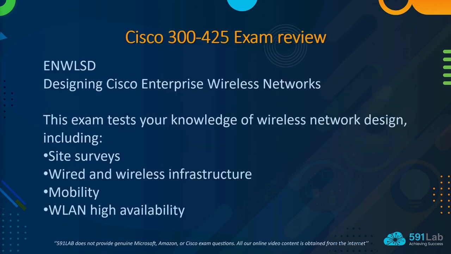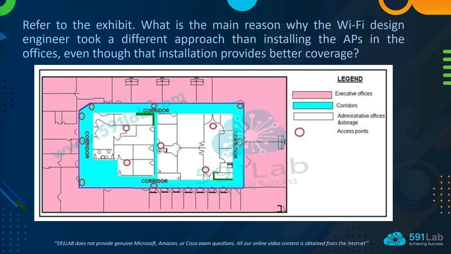Today we're going to talk about the Cisco 300-425 exam, or ENWLSD, designing Cisco Enterprise Wireless Networks, which basically covers site surveys, wired and wireless infrastructure, and mobility, and wireless LAN high availability. We're going to take some questions that we see in such exams and how we can tackle those questions in order to solve and pass the exam.